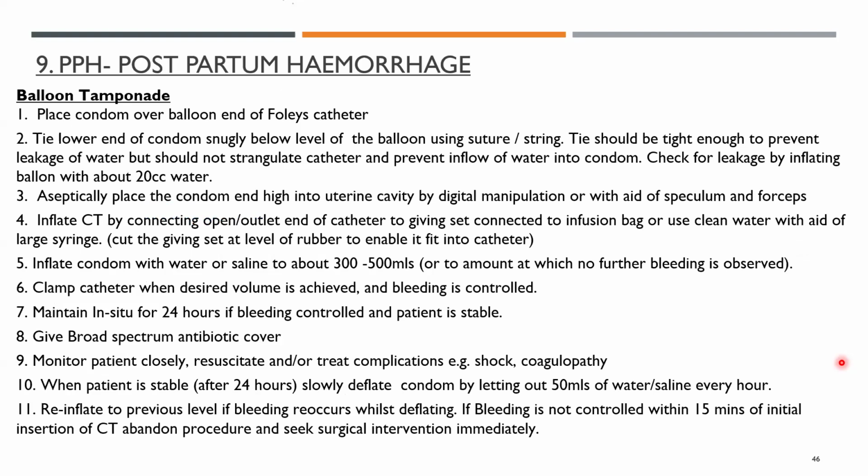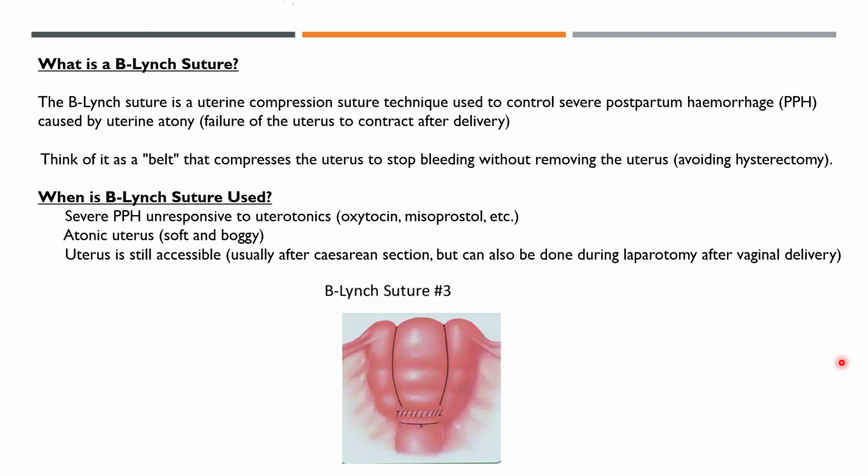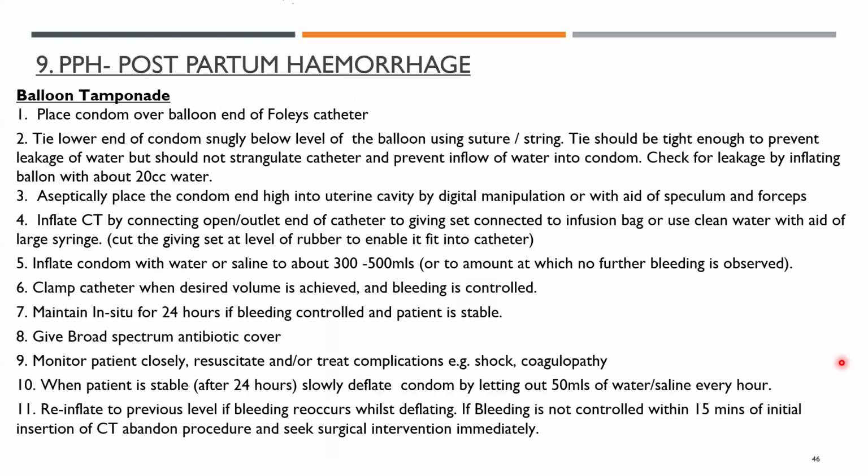So it starts by you placing a condom over the balloon end of the Foley's catheter over here. So take a condom and put it at the balloon end of the Foley's catheter. You tie the lower end of the condom snugly below the level of the balloon using a suture or a string. The tie should be tight enough to prevent any leakage of water, but should not strangulate the catheter to prevent any inflow. So it should not be so tight that it's not allowing water to enter into the condom.